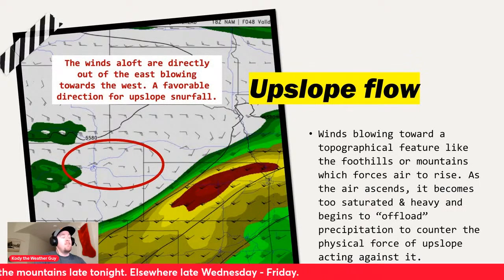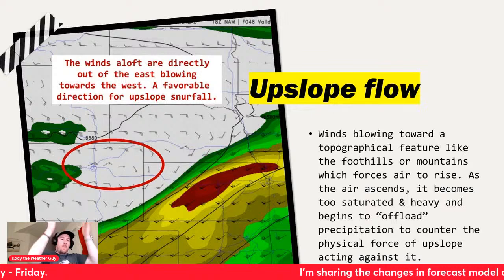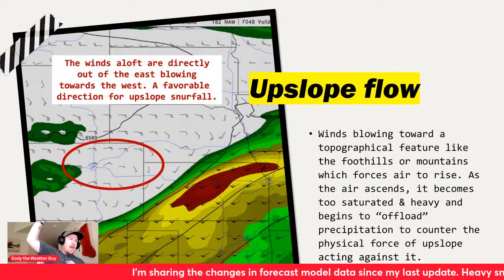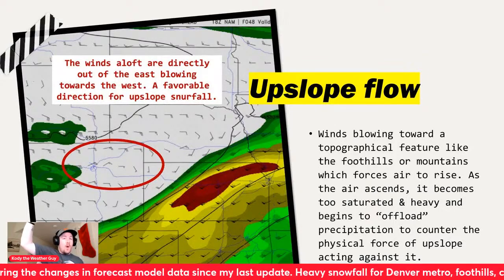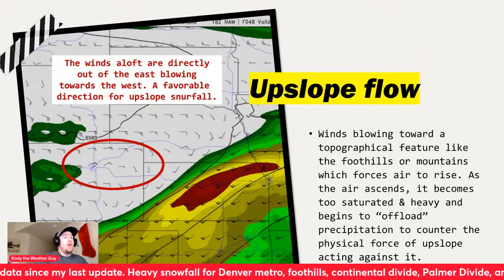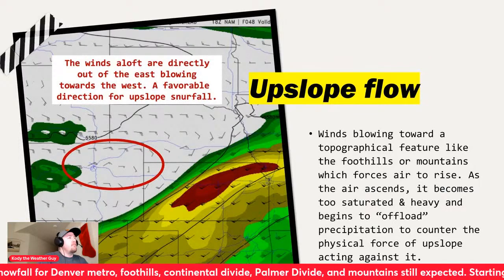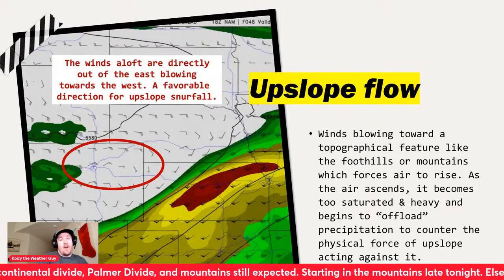So in order to get these big, deep upslope snowfalls, you need a uniform column of air from the ground to at least 10 to 15,000 feet above ground level, where the wind is in one direction and it's coming directly out of the east. We're almost there. So, yeah, the upslope is definitely going to be in place if the forecast models verify.